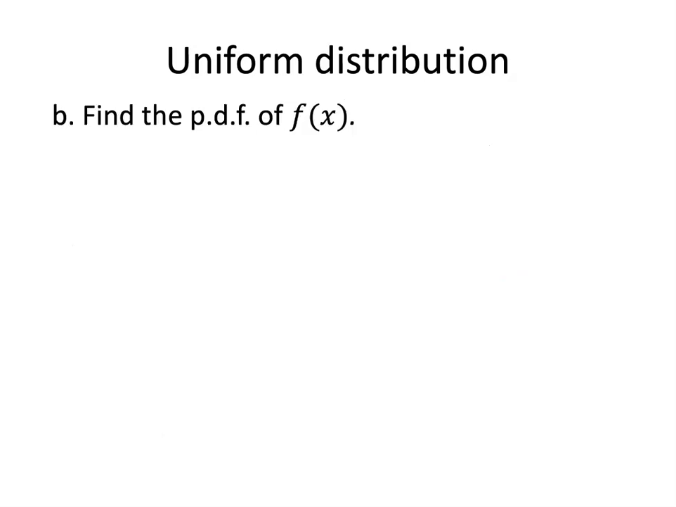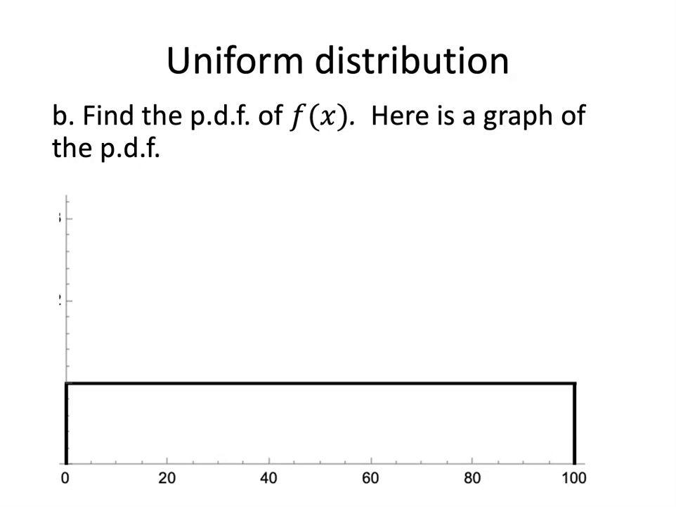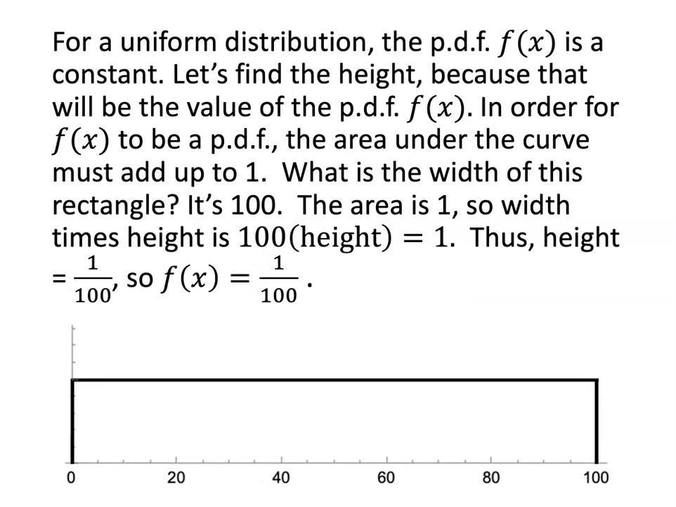Find the PDF f of x. We know what PDFs look like. Here's a graph of the PDF. Now, some of the PDFs we've seen, like the normal PDF, are more like this. This doesn't. This is a uniform distribution, so every number is just as likely as any other number. So we need to find this height. For a uniform distribution, the PDF f of x is a constant. Let's find the height, because that will be the value of the PDF f of x. So in other words, we need to find this height.